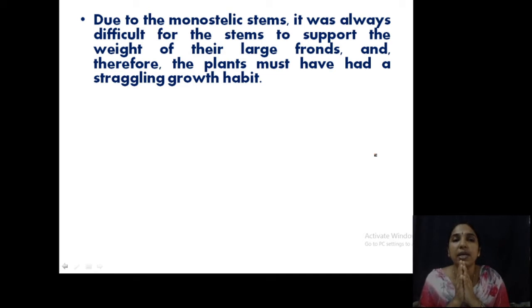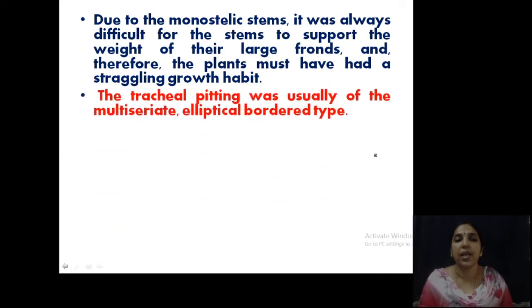That is why it is difficult for the stems to support the weight of their large fronds. With only a single stele and very large leaves, the stem becomes weak, as the stele cannot support the stem. So they show straggling growth. And the tracheids have pits. The pits are multiseriate. Pits are an important feature of gymnosperms.